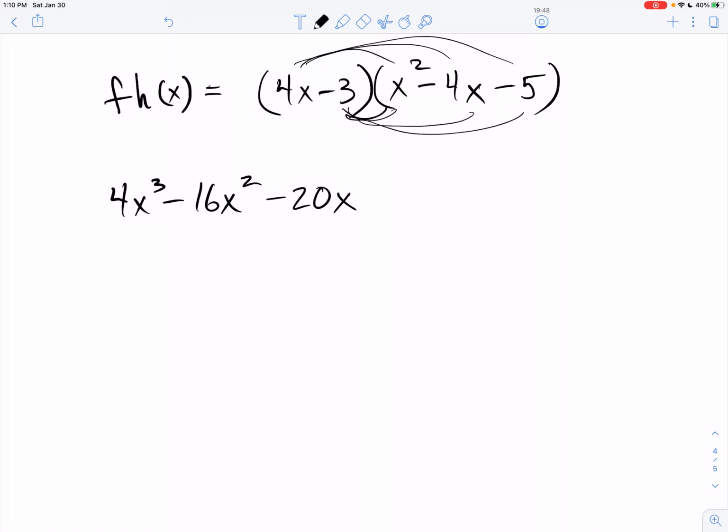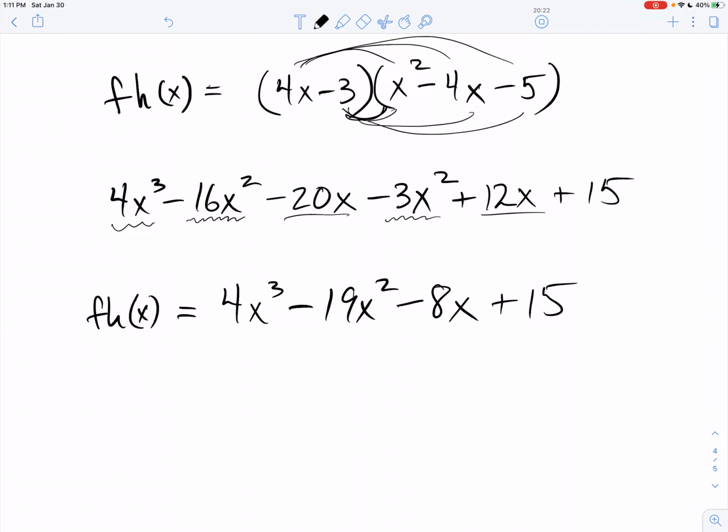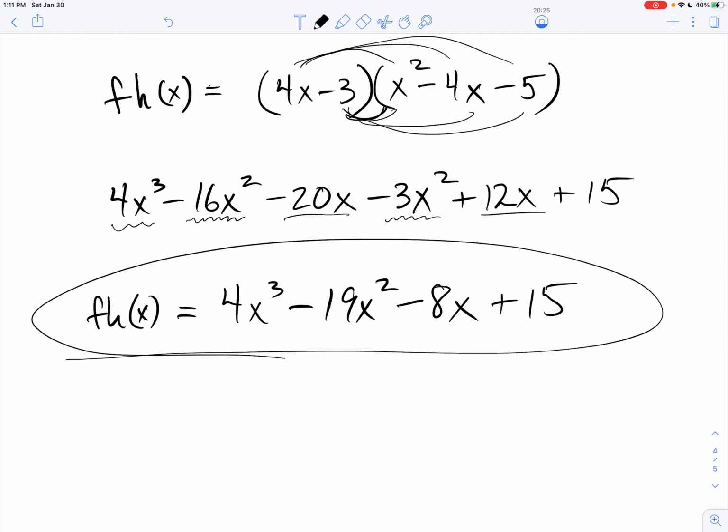Then I'm going to do this one. So now I'm doing minus 3x squared plus, because I don't want to make a sign error, plus 12x and plus 15. And then let's smush it together. I'm the biggest one, so I go first. Okay, that's how it works. And then that and that, combined terms, negative 19 of them. Then I got minus 20 plus 12, that's minus 8 total. And then plus 15. This guy's name would be FHX. And that would be my answer.